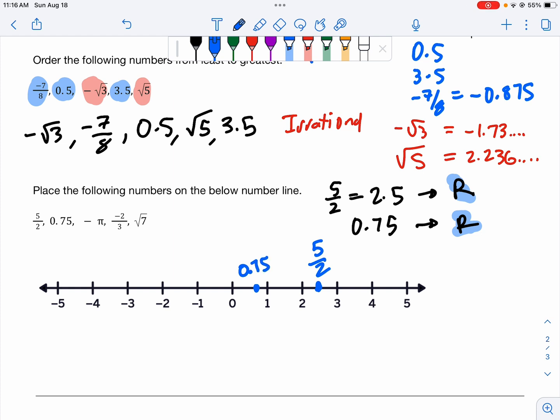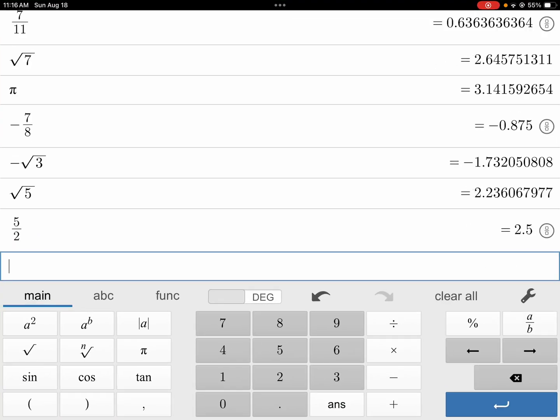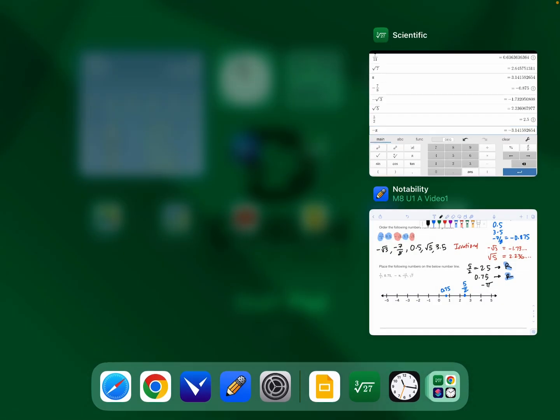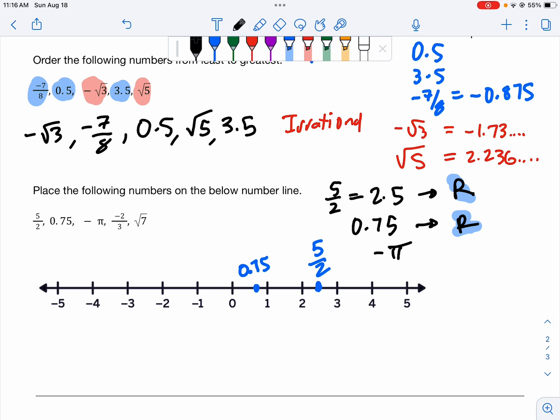All right, negative pi is our next number. So I'm going to write that down. I'm going to go to my calculator and turn that into a decimal. The negative pi, or the opposite of pi, is about negative 3.14. So therefore, it is irrational. Okay, so I'm going to go a little bit to the left of 3, and we're going to estimate its location, negative pi.